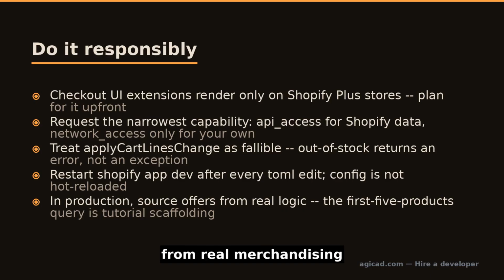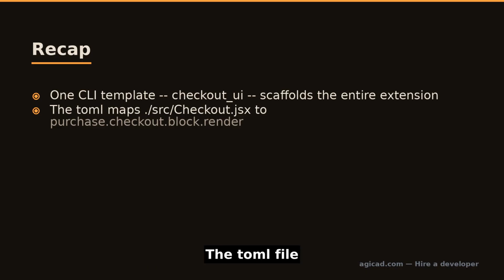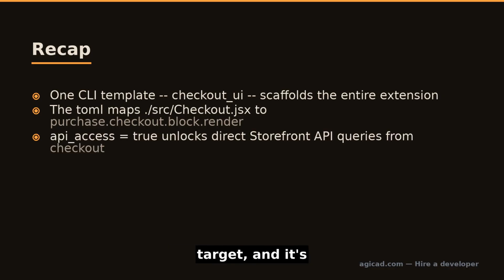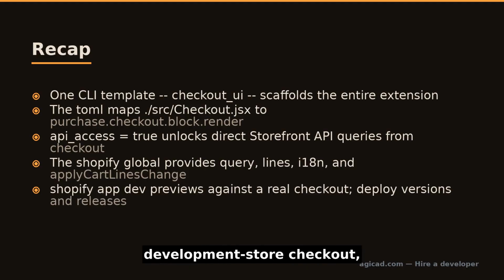Pulling it together. One CLI template, checkout_UI, scaffolds the entire extension: source file, locales, configuration, package manifest. The TOML file is where placement happens. It maps the checkout module to the purchase.checkout.block.render target, and it's where the API access capability gets declared. At runtime, everything flows through the Shopify global: query to fetch products, lines to read the cart, I18N to format money, and applyCartLinesChange to actually mutate the order. Preview is one command against a real development store checkout, and deploy creates a version release you can stage or ship. That's a complete checkout UI extension, built entirely from Shopify's own tutorial source.